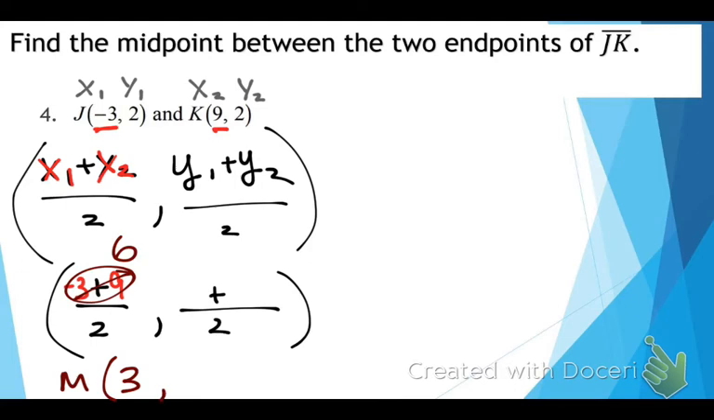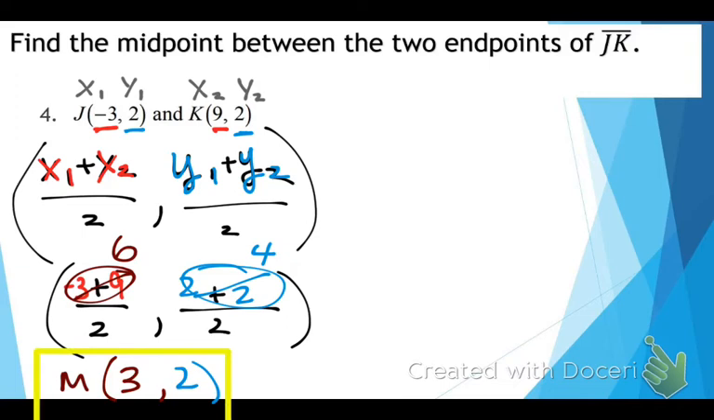We're going to do the y's. So what's my first y? 2. And my second y is 2. All right, and then add them together. 2 plus 2 is 4. 4 divided by 2 is 2.